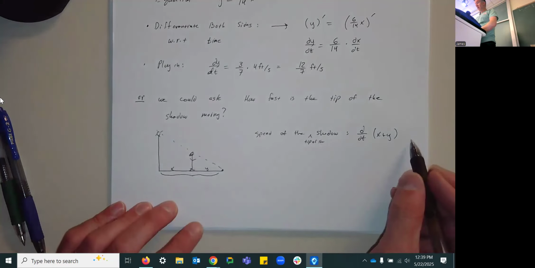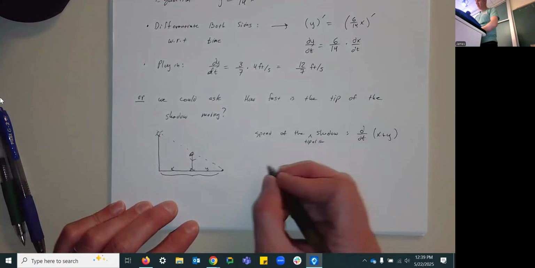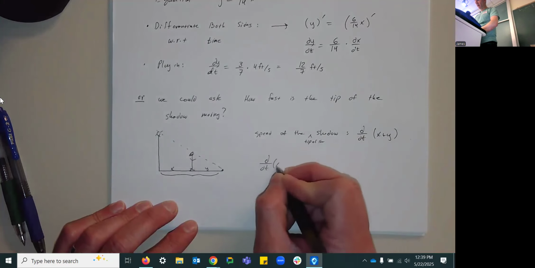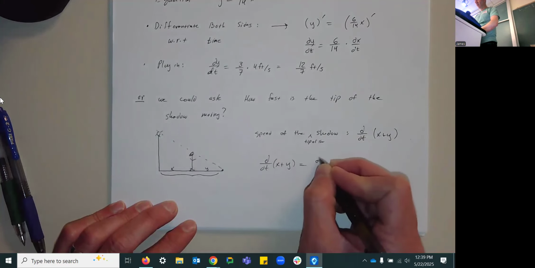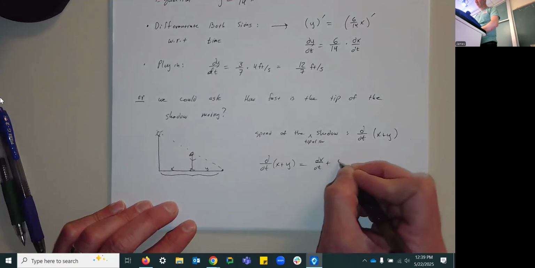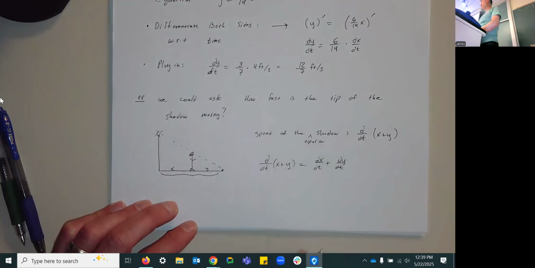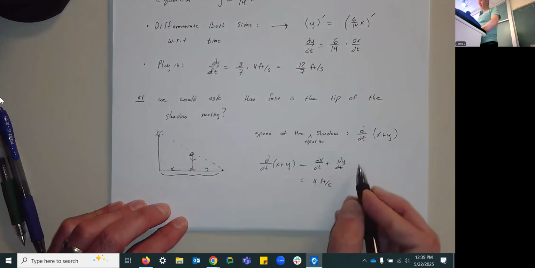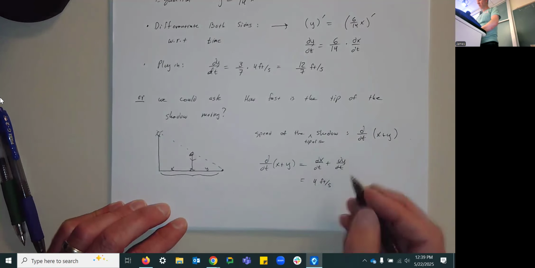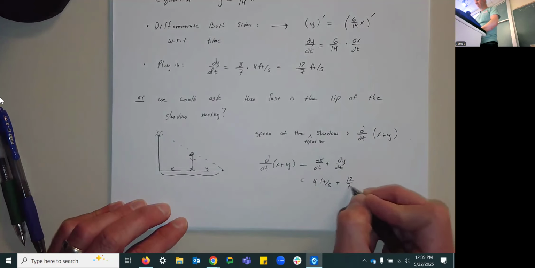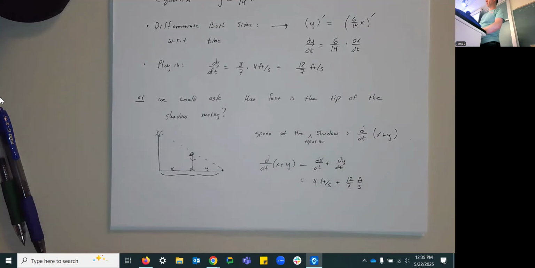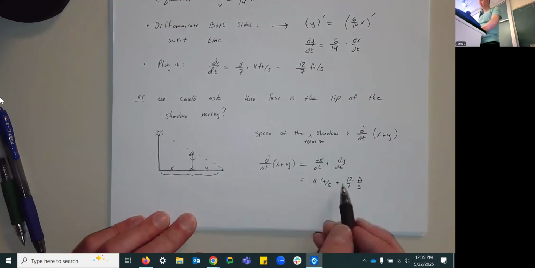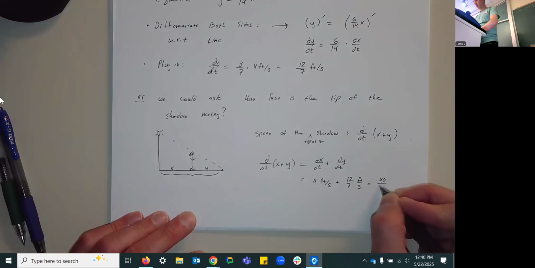Or seen another way, the derivative of x plus y is the derivative of x plus the derivative of y. We were told in the problem that the derivative of x, the person's speed, was 4 feet per second. And we just found that the rate of change of the length of the shadow is 12/7 feet per second. So you can add those together: 28 over 7 plus 12 over 7 is 40 over 7 feet per second.